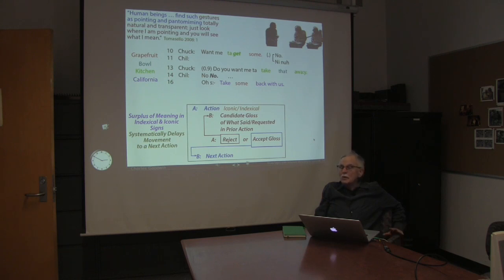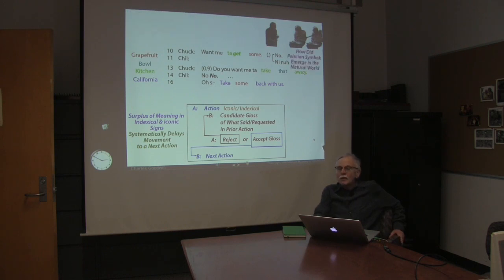You want me to get some? You want me to take that away? You provide a candidate gloss of what he might be indicating with his indexical or iconic sign. And then he has to either accept or reject that gloss. And if he rejects the gloss, you go back. So you've got a systematic delay in the sequence. You are unable to move immediately to the next relevant action. You've always got to take this little stepping stone and figure out what his action is before you can move forward. And I want to use this to ask the question, how did Peircean symbols emerge in the natural world?